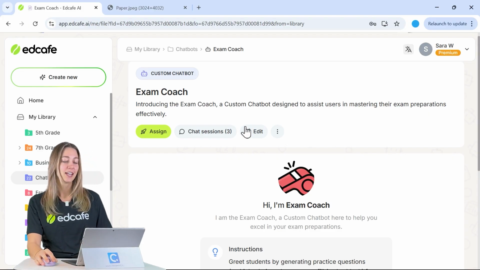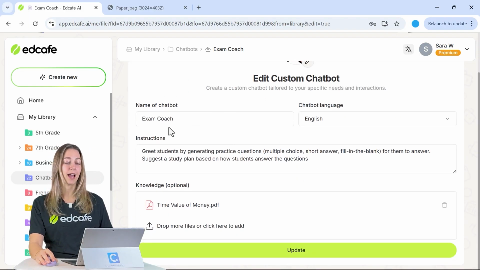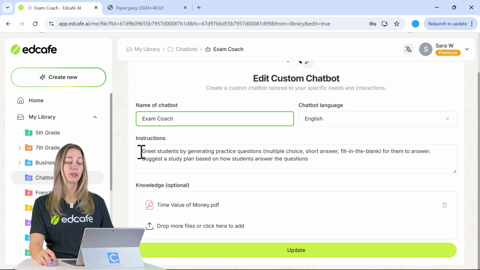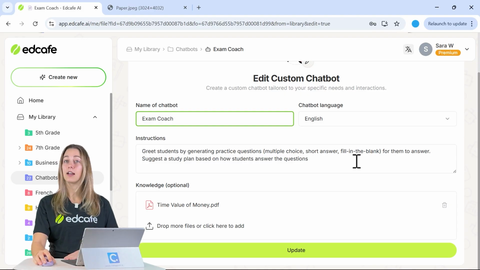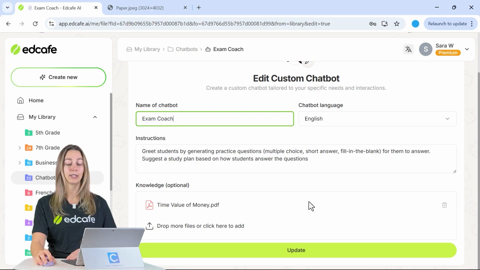Let's check it out. So here we can also see we have the name of our chatbot, and our instructions are to greet the students by generating some practice questions for them to answer. That way, the AI can suggest a study plan based on how the students answer those questions.